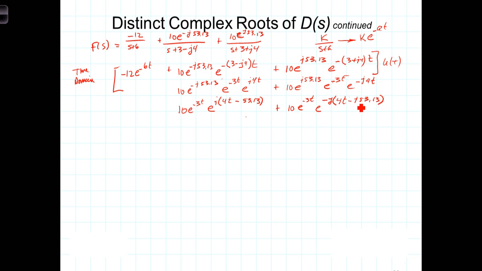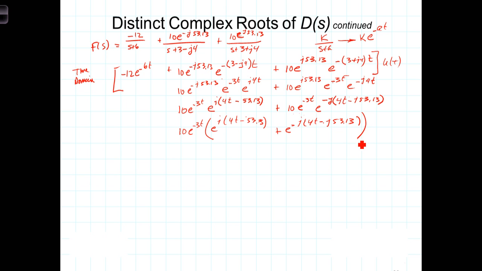So now, continuing on with this, let's note that there's a 10 e to the minus 3t term on both of those that we're going to factor out. 10 e to the minus 3t times now this term, e to the j 4t minus 53.13, plus, we factored out the 10 e to the minus 3t, plus e to the minus j 4t minus j 53.13 degrees.